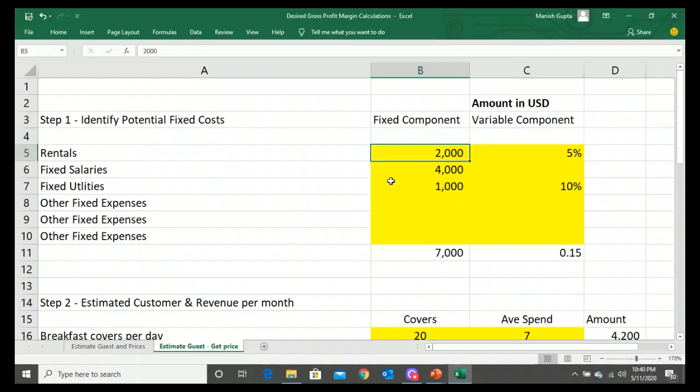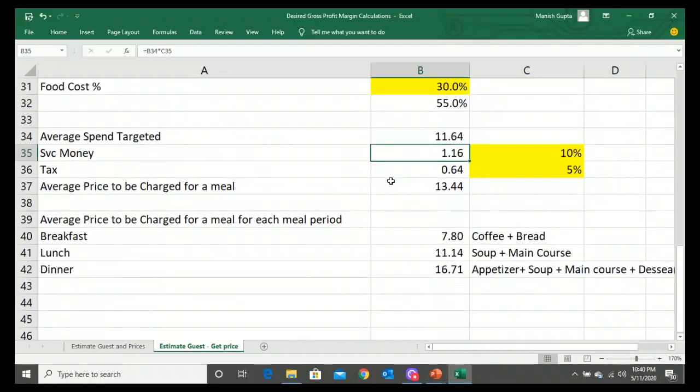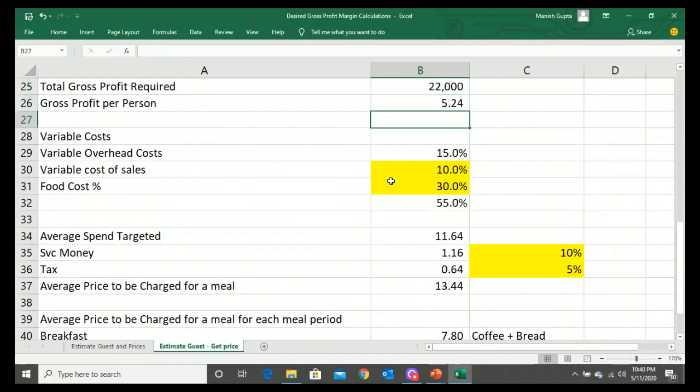You may have to think about how to reduce your variable cost and fixed cost. Can I reduce my food cost in a way? Can I reduce my variable cost in a way? Can I reduce my overhead cost? So how can I play around with the business model of the restaurant to become profitable?